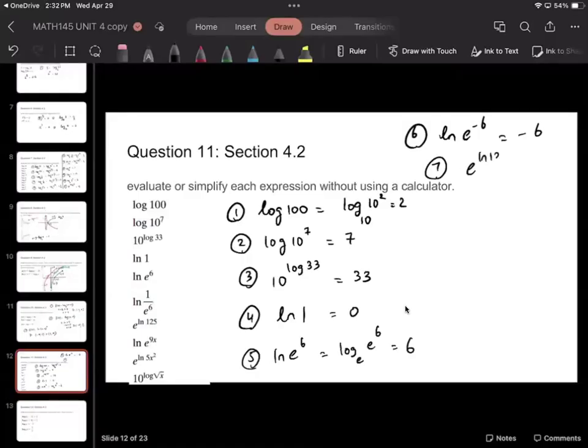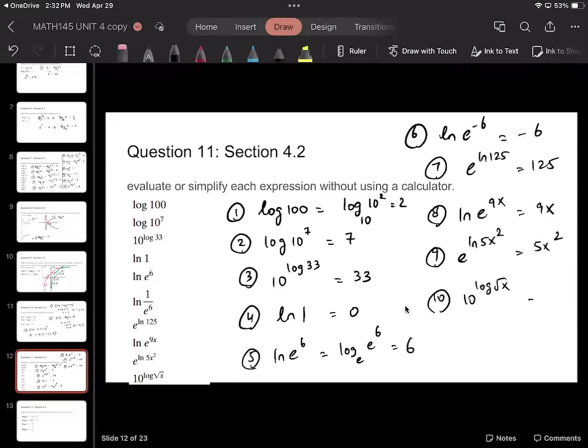e to the power of ln 125 is 125. ln e to the power of 9x is 9x. e to the power of ln 5x squared is 5x squared. 10 to the power of log root x is root x.